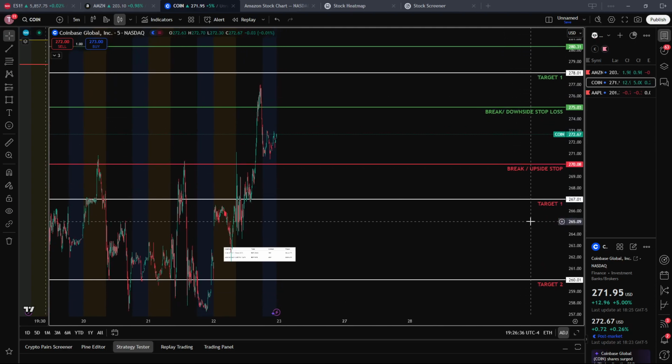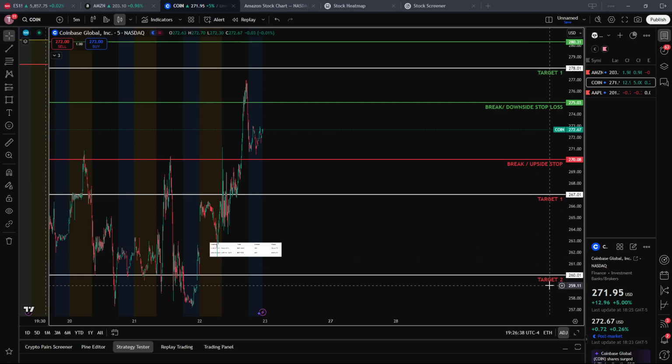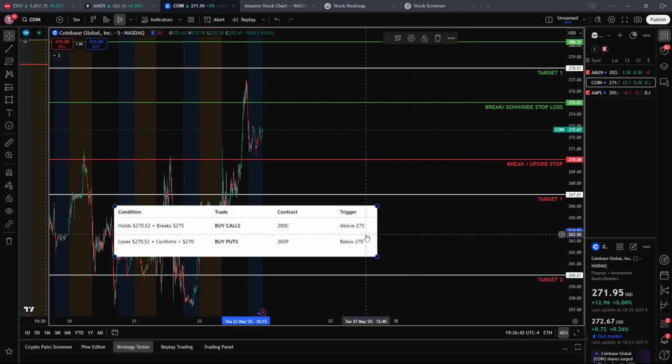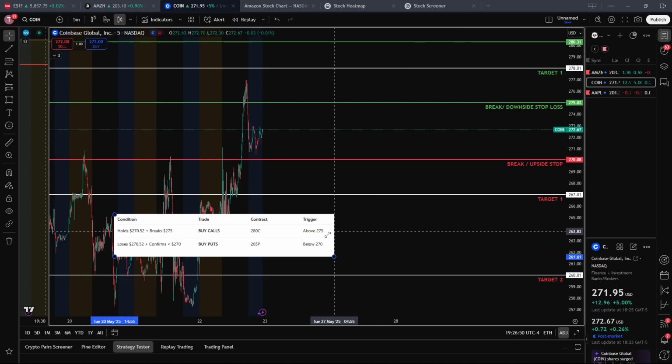And we got our targets 267 and 260. And then you can see some of the contracts that I was looking at, 280 calls or 265 puts. And then you want your trigger for the calls above 275 and below 270.